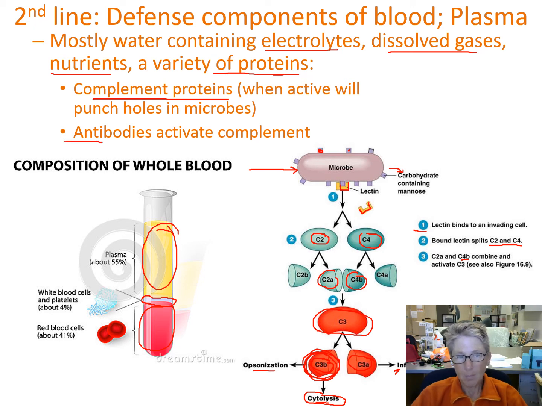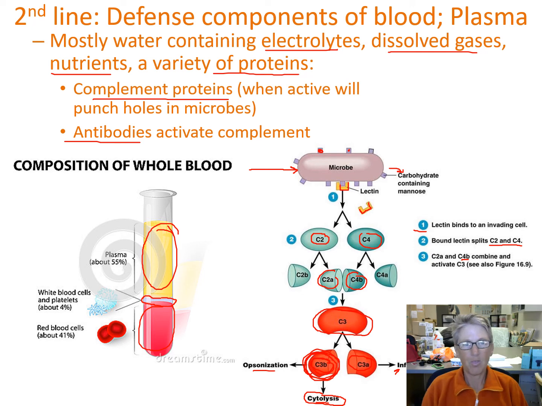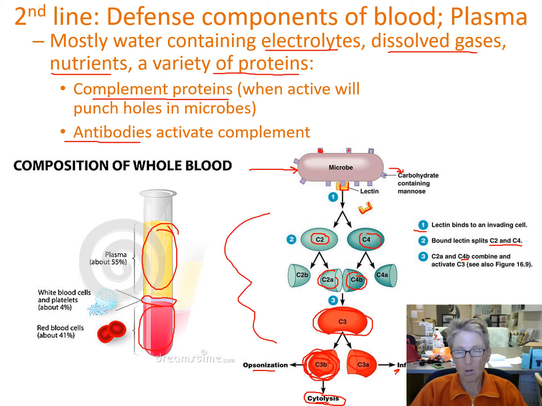There are also antibodies in your plasma that can activate complement. Everybody knows what an antibody is. It's a protein in your immune system that can help destroy pathogenic microbes. So antibodies can also activate this complement pathway. This whole thing is called a complement cascade or a complement pathway. And once it gets activated, then the complement proteins can destroy the microbe. So if antibodies and lectin both activate complement, that will lead to destruction of the microbe.